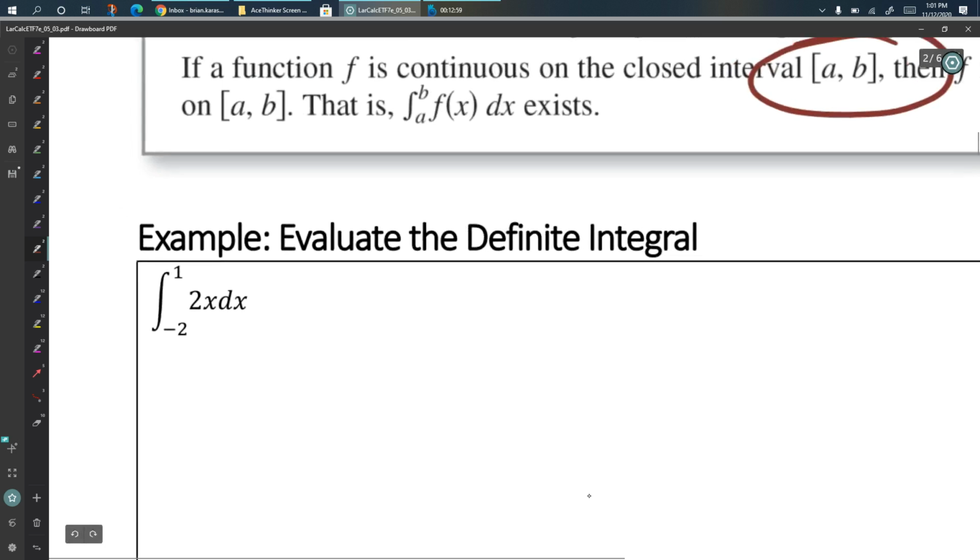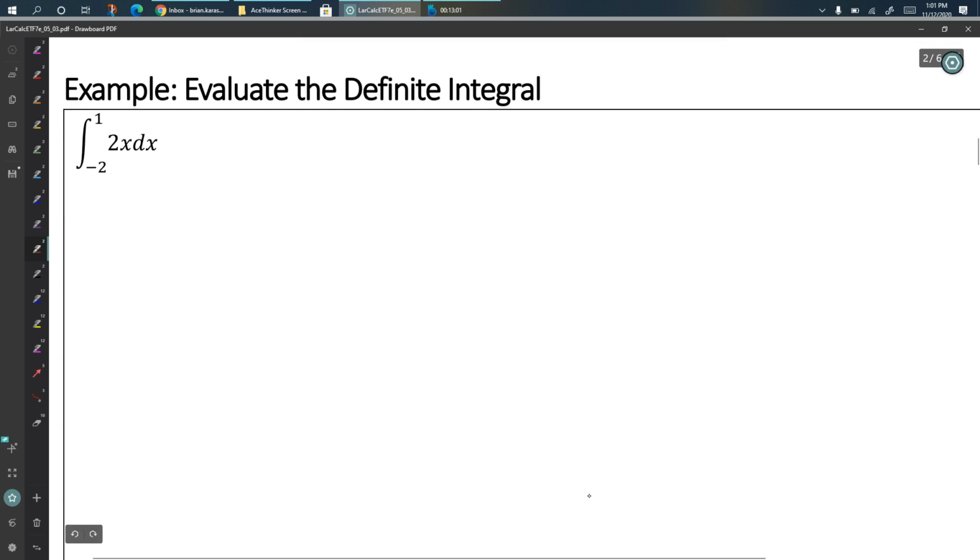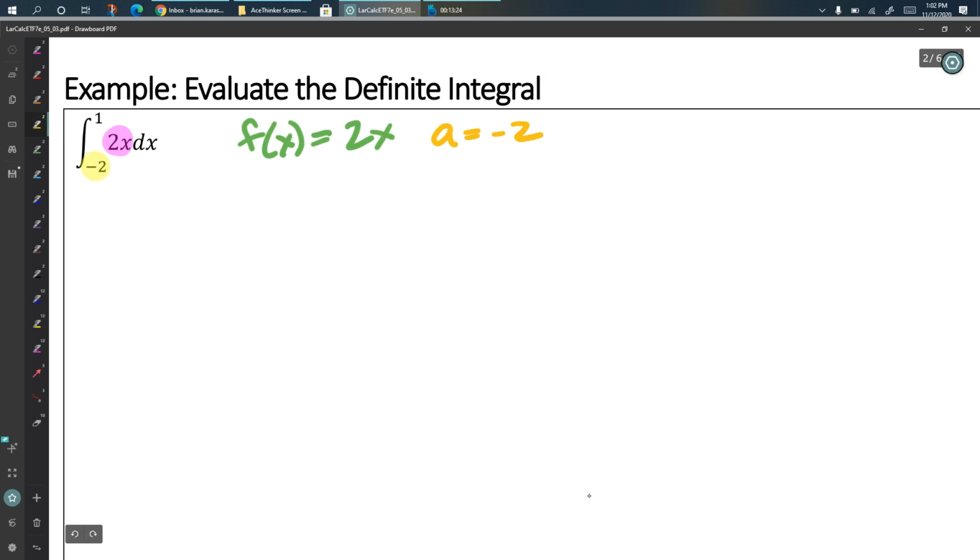All right, so let's look at our first example. Evaluate the definite integral. So I have a definite integral. My integrand is the function 2x. So in terms of the language of integration, my function f of x is 2x. I have a lower limit of integration of -2. So that means that my a is -2. I have an upper limit of integration of 1, which means that my b is a positive 1.